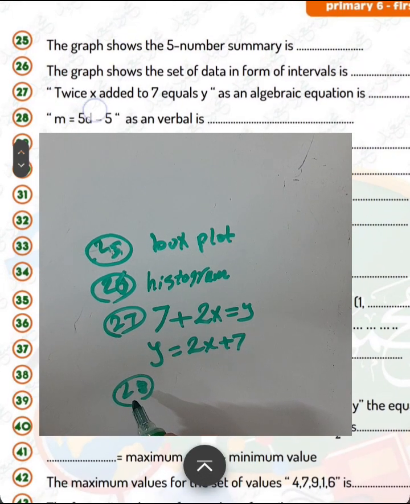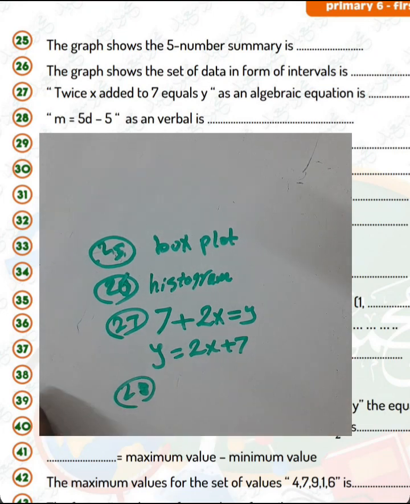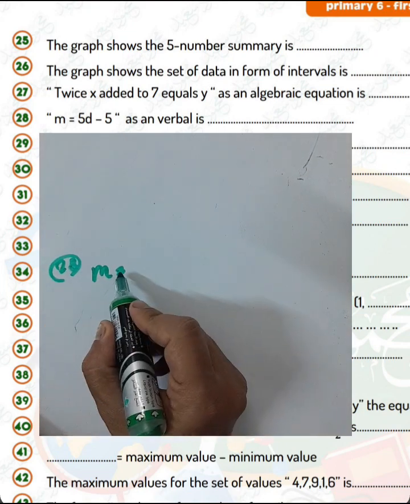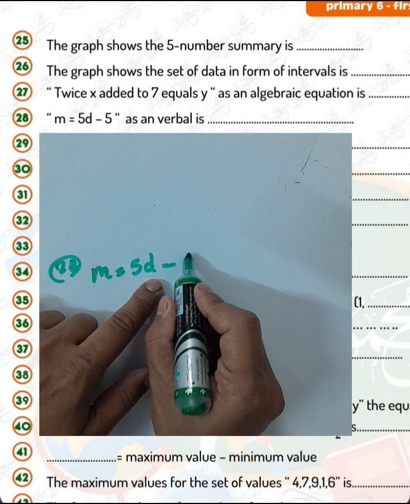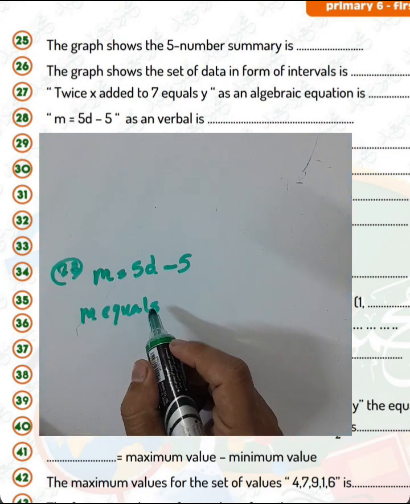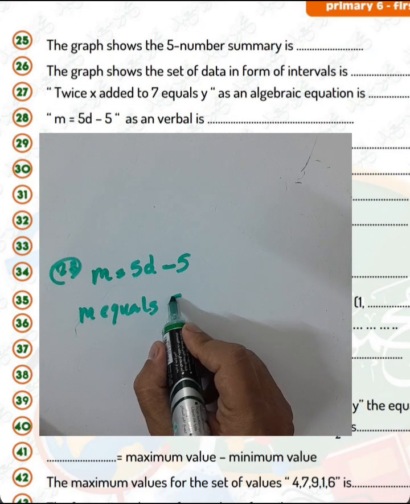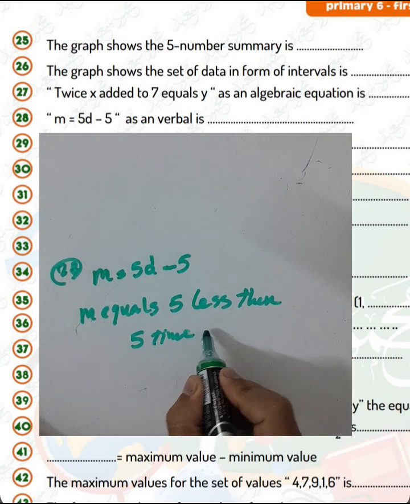Question 28. m equals 5d minus 5, in verbal form. We can write here m equals 5 times d decreased by 5, or m equals the product of 5 and d subtract 5. Okay, we can write here m equals 5 less than 5 times d. 5 times what? d.